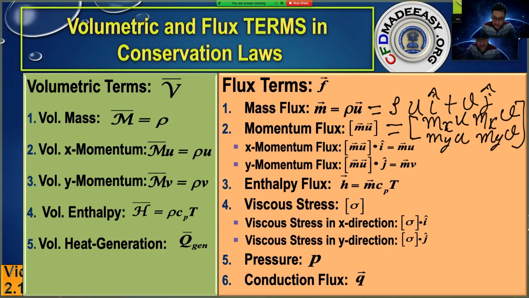Similarly, stress is also a second order tensor. There are two directions associated with the stress: the plane in which stress is acting and the direction in which stress is acting. So in a 2D Cartesian coordinate system, it has four components: sigma xx, sigma yx, sigma xy, sigma yy.